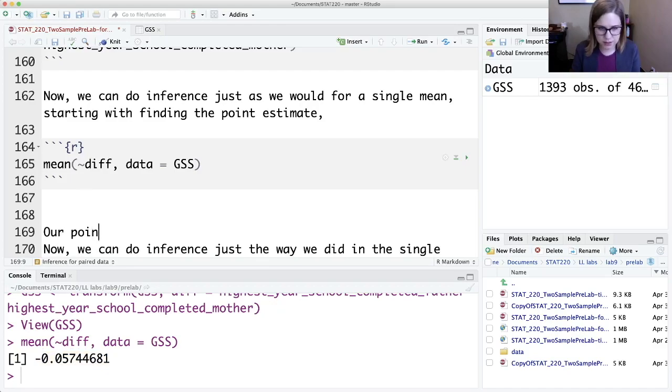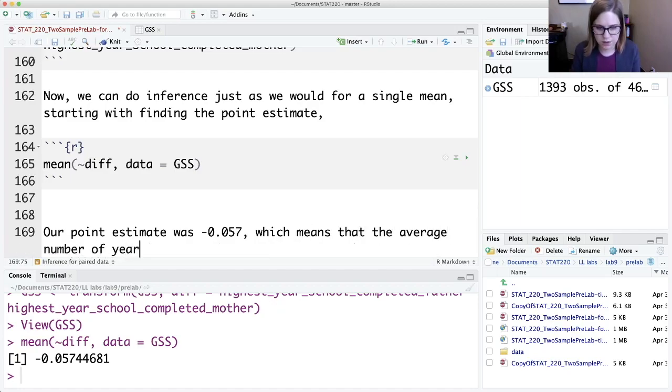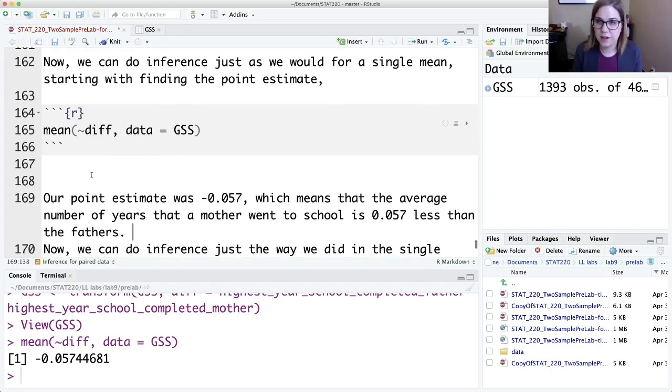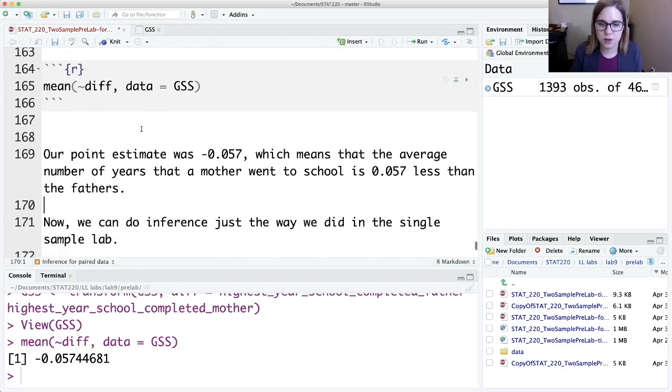So our point estimate was negative 0.057, which means that the average number of years that a mother went to school is 0.057 less than the father's. But again, just a point estimate, and we want to do some inference.